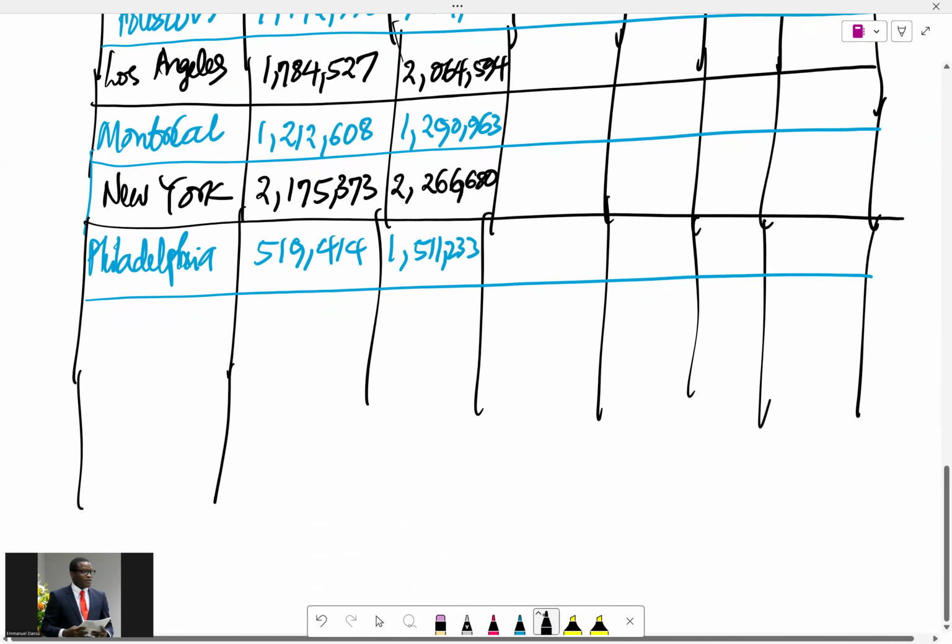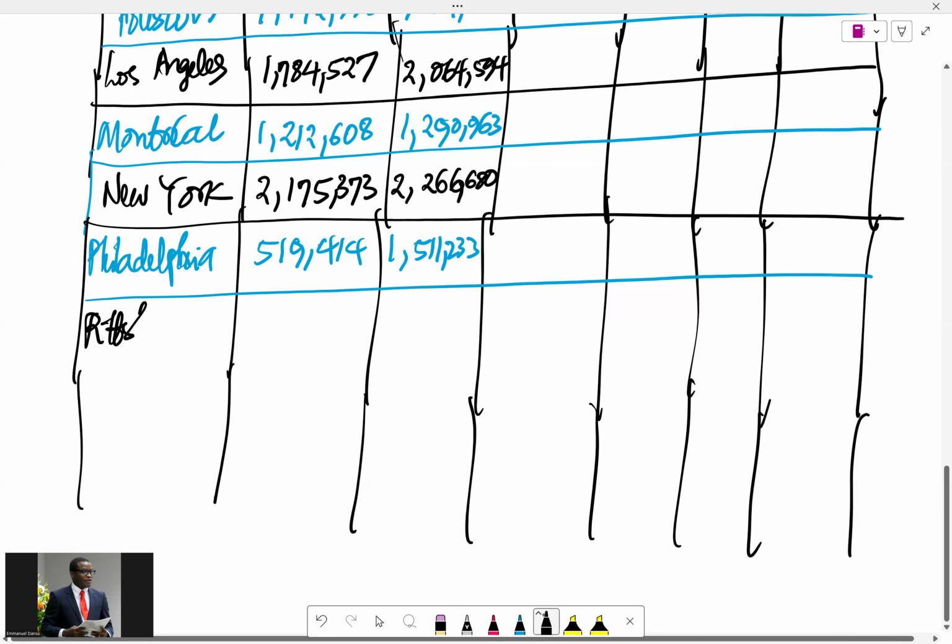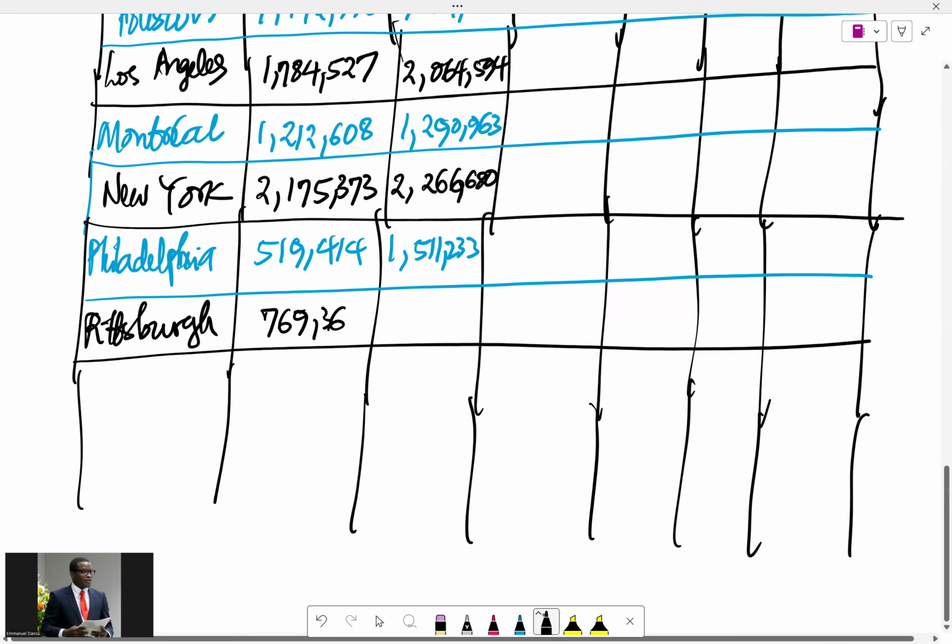Pittsburgh, Pennsylvania. So for Pittsburgh, we have 769,368. And then 1971 was 1,501,132. Then we have St. Louis.